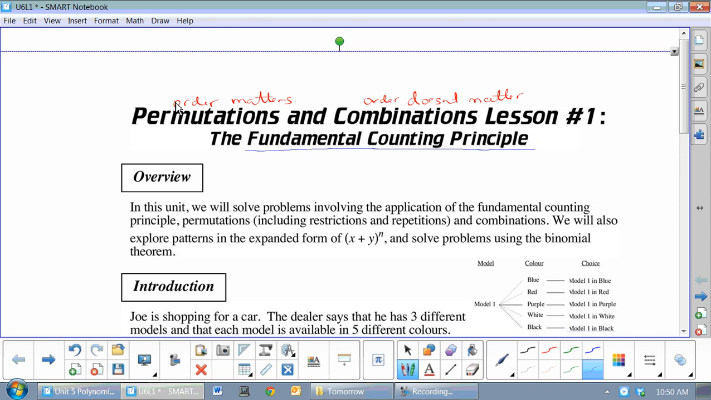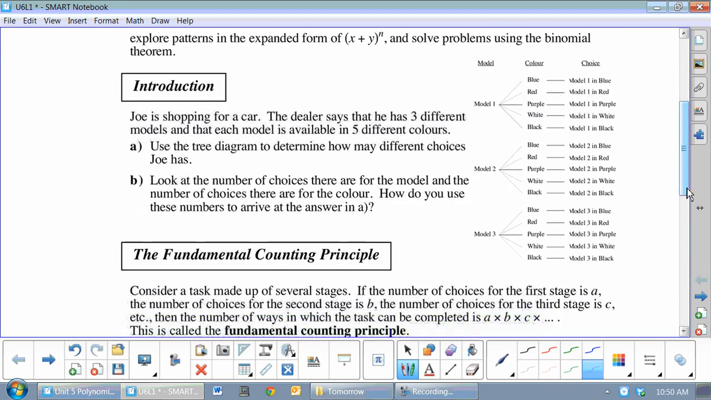Now, here is an example of how we do what is called a tree diagram, okay? Now, if you have Joe here and he's shopping for a car, the dealer says there is 3 different models and that each model has 5 different colors. So here you have model 1. Now we call this stage 1. And in stage 2, we're going to put the color. So there's blue, red, white, black, okay? Now, is model 1 in blue unique to model 1 in red? Yes, they are, okay?